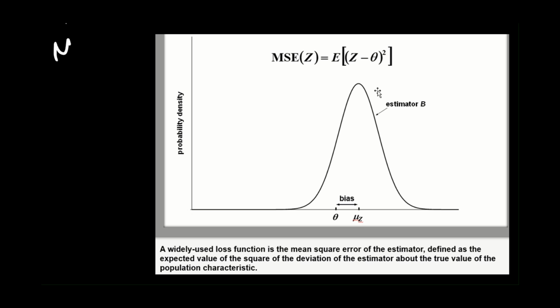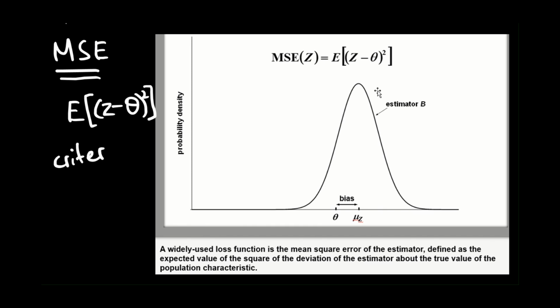Okay, so one of the criteria that is often used to choose between an estimator that is biased but has smaller variance and an estimator that is unbiased is the MSE, that is the mean square error. The mean square error of the estimator is defined as the expected value of the square of the deviation of the estimator, that is Z minus theta, the whole thing squared, about the true value of the population characteristic. So basically, the mean squared error is a criterion that can be used in a situation such as the one that I just described.